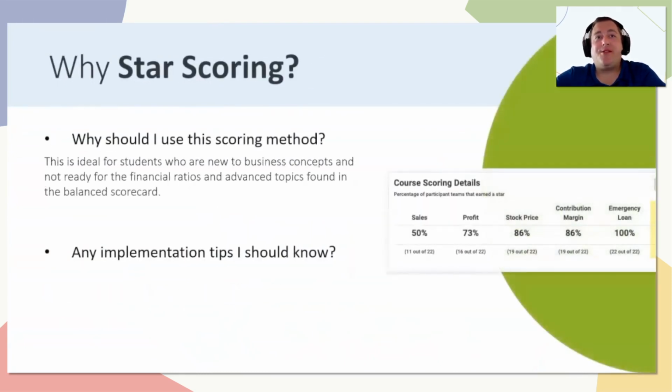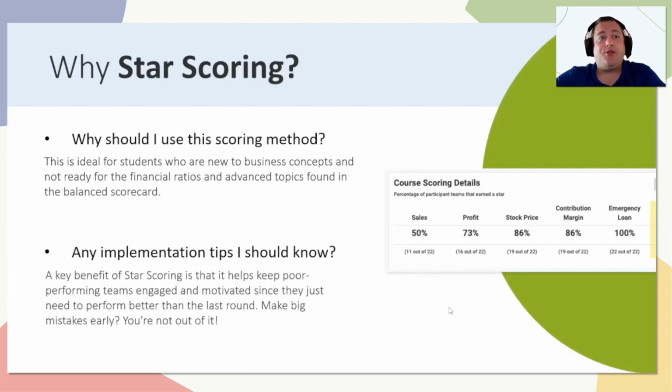So why are we going to use the star scoring? Well, it's perfect for students who are new to business and not ready for some of these more advanced topics that we talked about in the balanced scorecard. Some of those ratios they haven't learned about yet. Well, that's not a problem if we put the focus on things like sales, profits, stock price. These are concepts that everybody's familiar with.